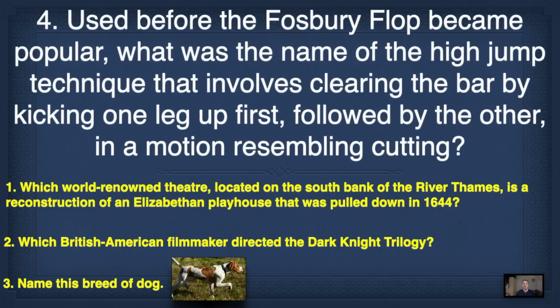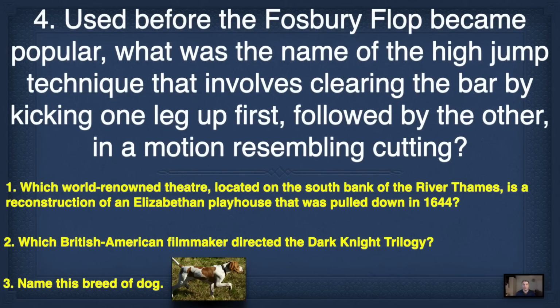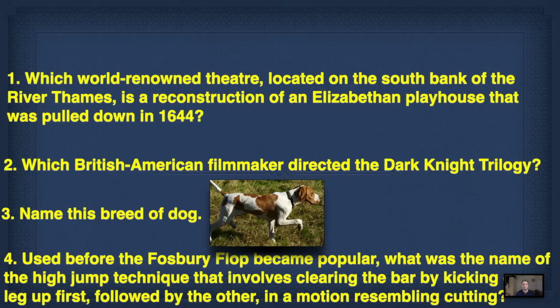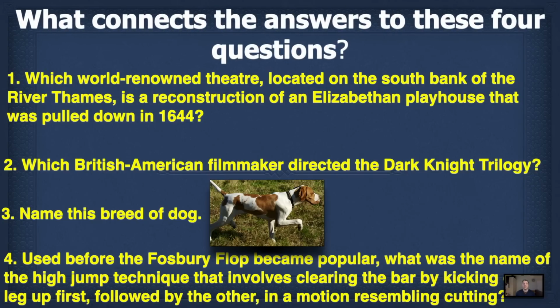And number 4. Used before the Fosbury flop became popular, what was the name of the high jump technique that involves clearing the bar by kicking one leg up first, followed by the other, in a motion resembling cutting? And for the 5th point, what connects the answers, or part of the answers, to these 4 questions?